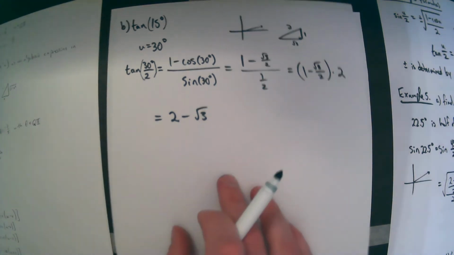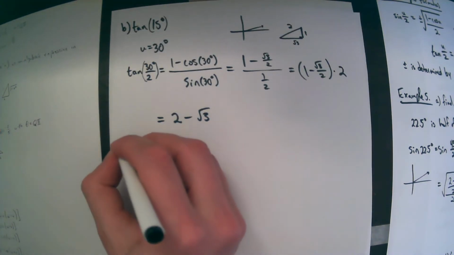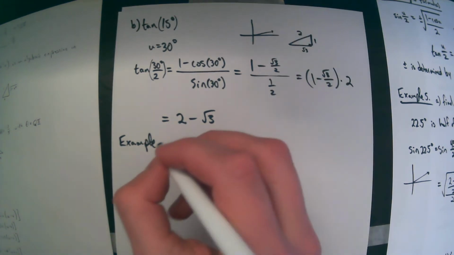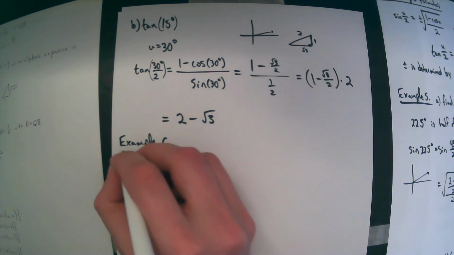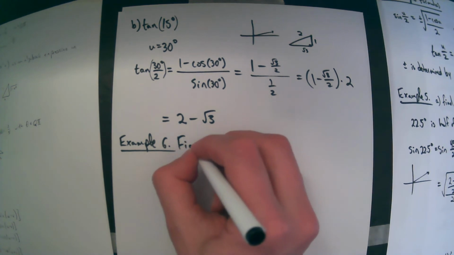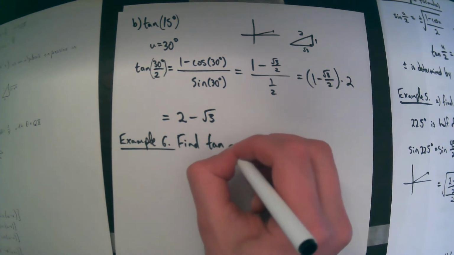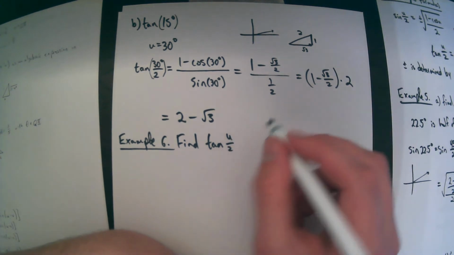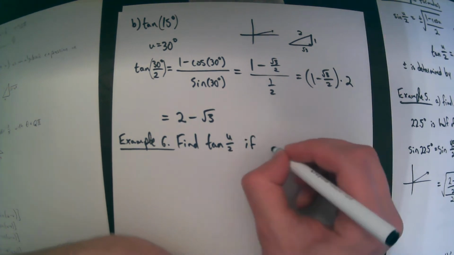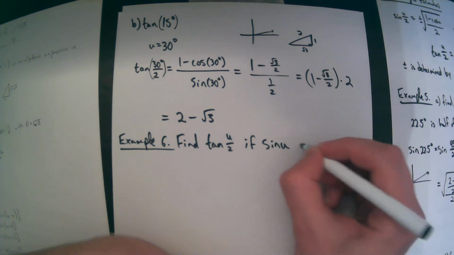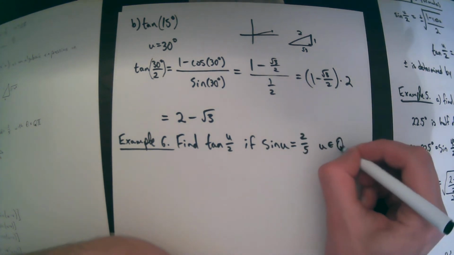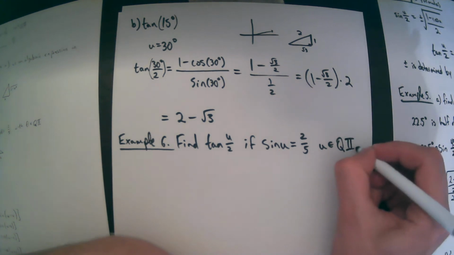Example 6. Still doing half angle. For the next 3 examples, we're going to be doing half angle stuff. Okay, find tangent of u over 2, so they don't give us an actual angle here, if sine of u is equal to 2/5 and u is in quadrant 2.